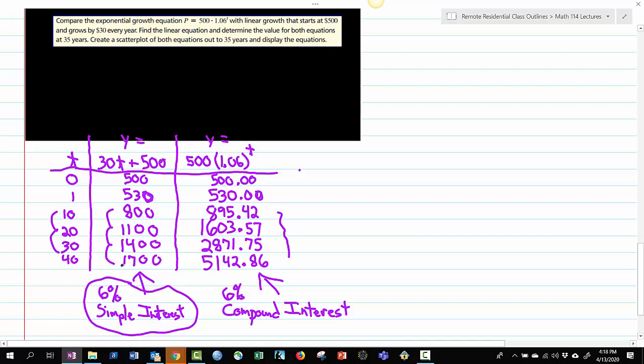After 40 years, in the simple interest, we'd only have $1,700. In the compound interest, we'd have over $5,000. And you know what? The bigger the interest rate, the more difference this makes too. If this had been 12% interest, this would have been a very large amount of money, whereas 12% in the simple interest would have just been 2,900.